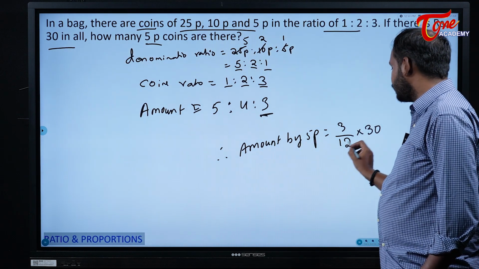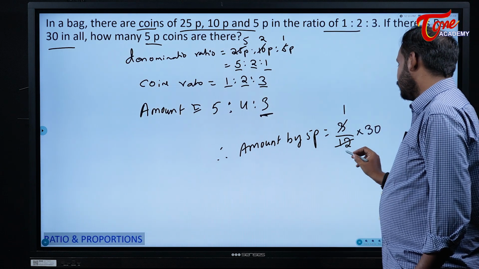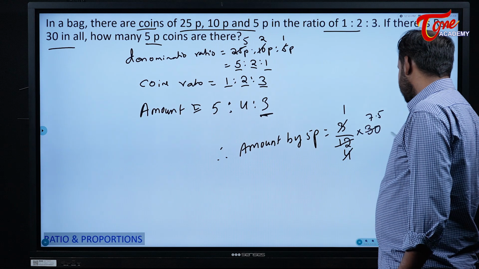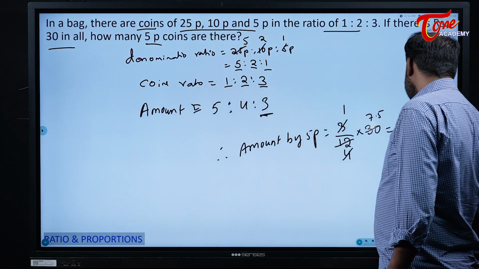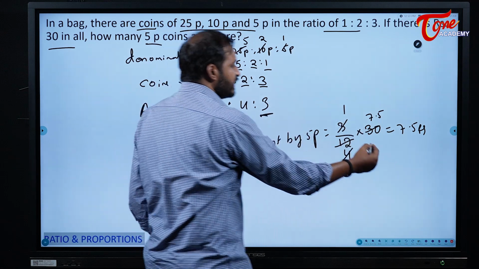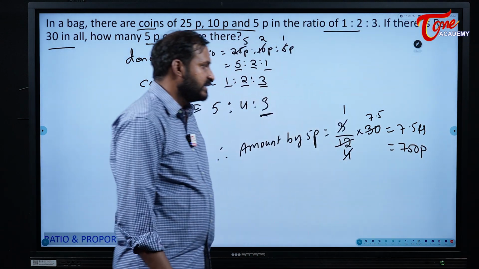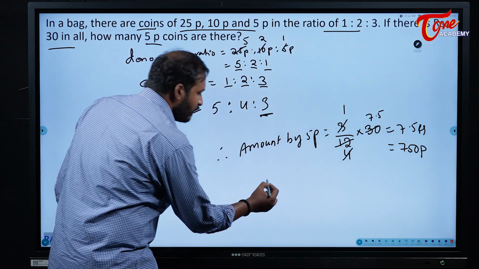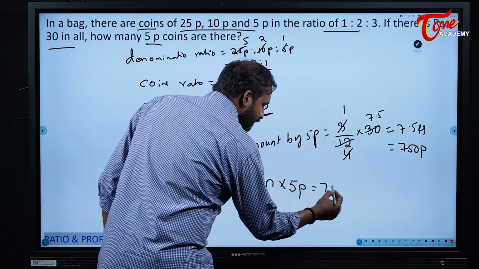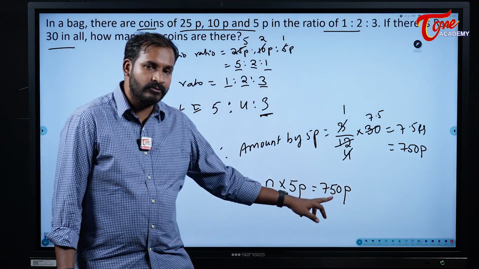So what happens to this one? Please observe here. 3 ones 3, 4 ones 4, 7.5 rupees. If you want, you can convert that into pice also. Because anyway this one is pice only, right? So I will convert this into pice: 750 pice. Now I have n 5 pice coins. n into 5 pice is equal to 750 pice.